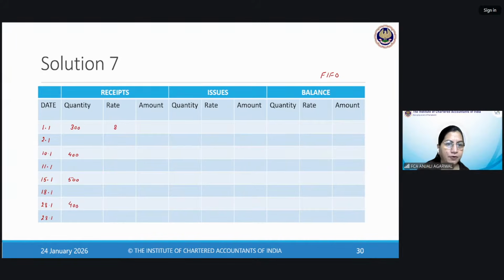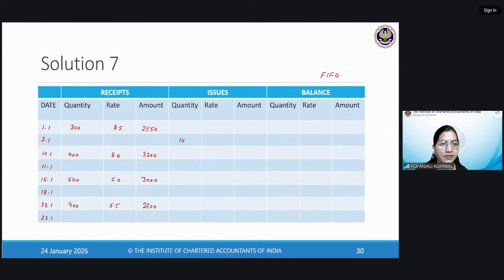At the rate of 8.5, 8, 6, and 5.5. 300 into 8.5, 2550, 3200, 3000, 2200.